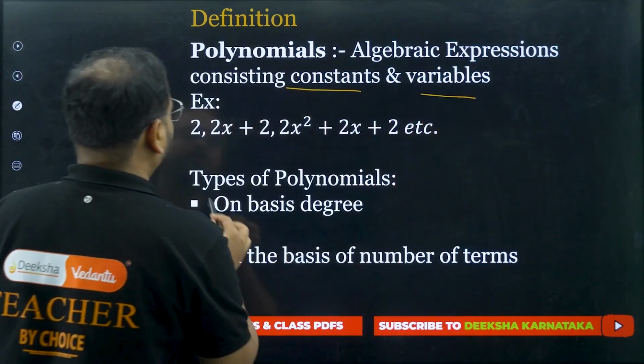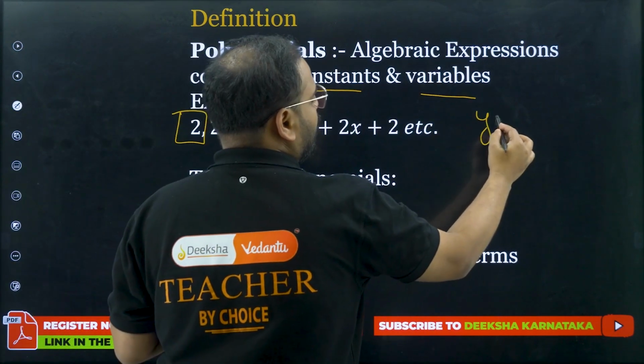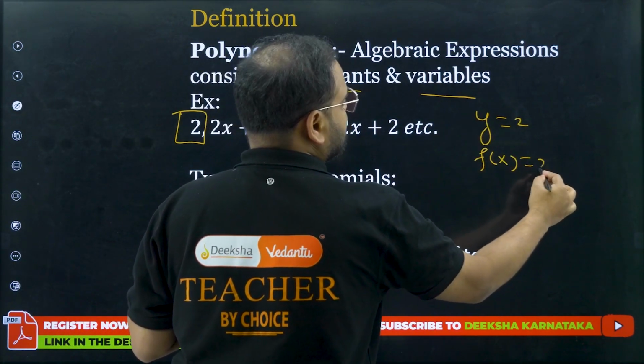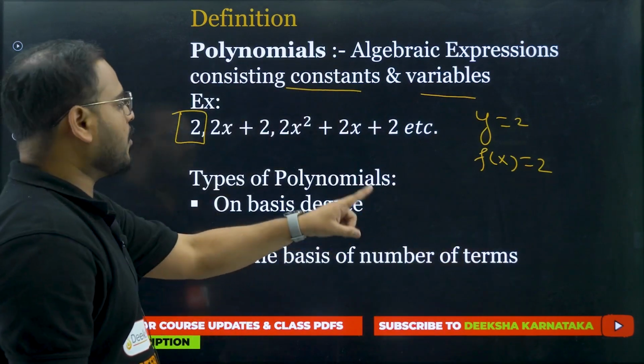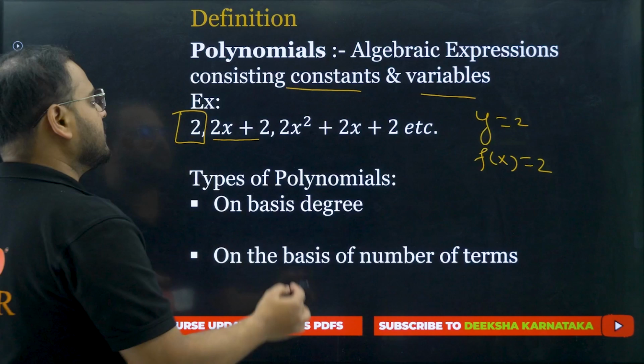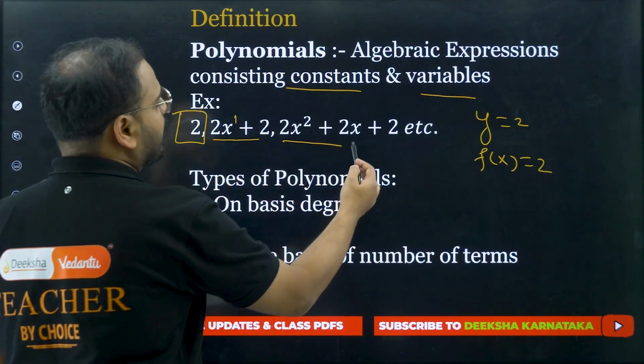For example, check here, only 2. If I write this polynomial y equals 2, or f(x) equals 2, this is just a constant polynomial. Means only a constant is there. Over here, 2x plus 2, a combination of variable and constant is present. Here the degree was 1, here the degree is 2, the highest power is what? 2. Over here what?